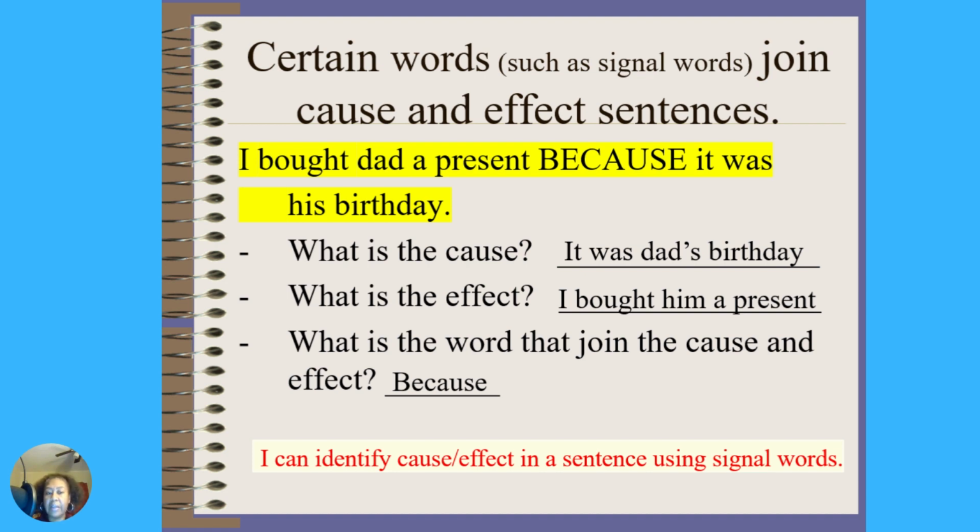This is the effect. This happens first. This happens second. In this particular sentence, we have the effect and we have the cause. So I think I said it before we even went on. Let's go through these sentences. What is the cause? It was Dad's birthday. What is the effect? I bought him a present.